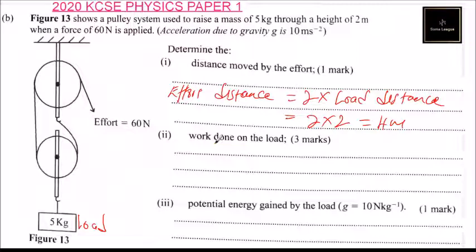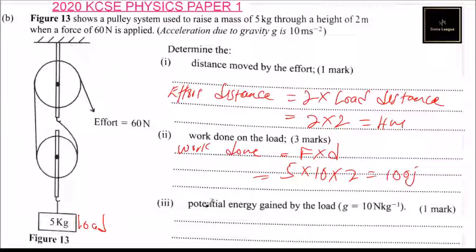Roman number 2, we can say work done is equals to force multiplied by distance. So the force is equals to 5 kilograms multiplied by, that is 5 kilograms moved up by the rod. We convert to newtons, that is 5 times 10, and we multiply by 2, and that should give us 50 times 2, that is 100 joules.